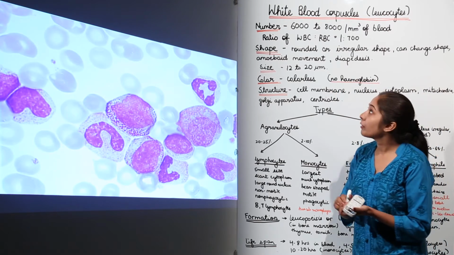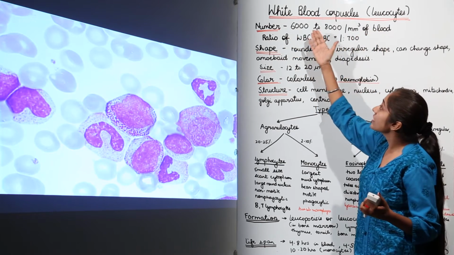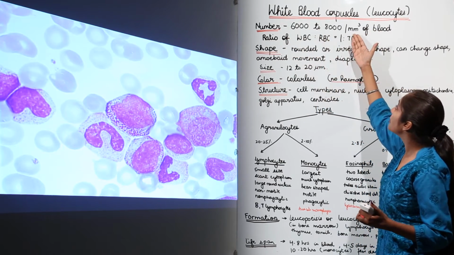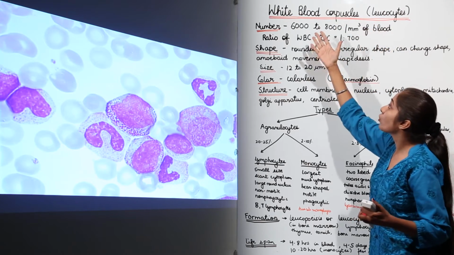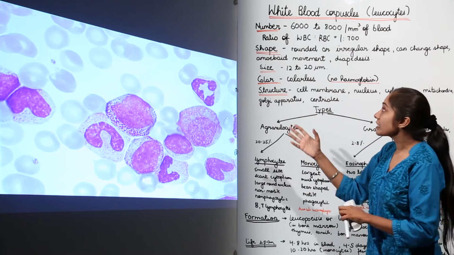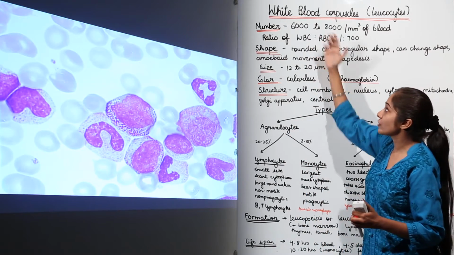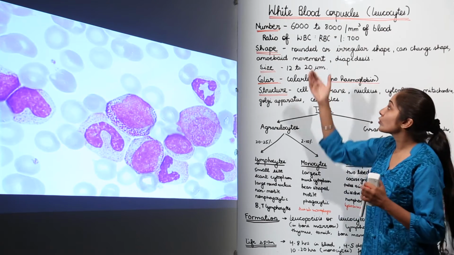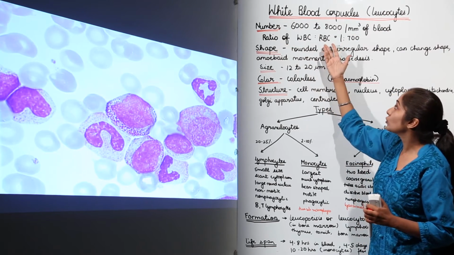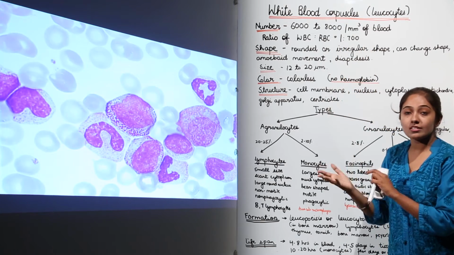When we discuss the number of white blood corpuscles, the leukocytes, they are around 6,000 to 8,000 per millimeter cube of blood. This is the total leukocyte count, and it varies from person to person. As compared to red blood corpuscles, the leukocyte count is quite less. If we want to give the ratio of WBCs to RBCs, it is approximately 1:700.